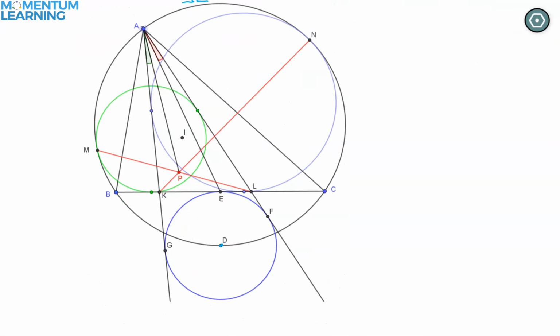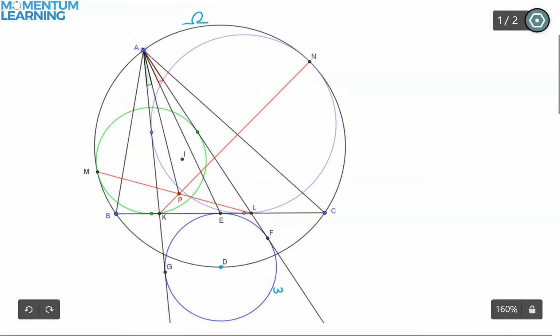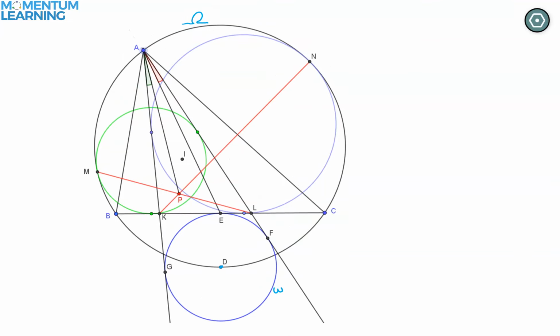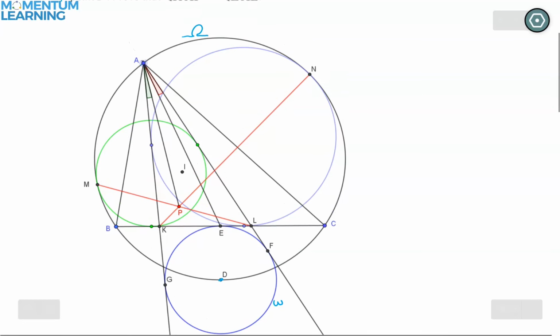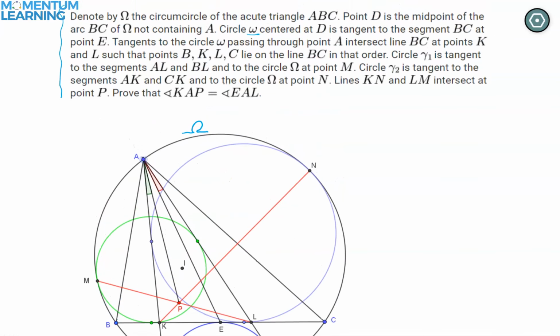Circle lowercase omega, centered at D, is tangent to the segment BC at the point E. So basically we have that dark blue circle, which is lowercase omega here. You guys see that? Capital omega is the circumcircle of triangle ABC, versus lowercase omega is the circle centered at the point D, which is tangent to BC at E. And yeah, this is such a circle here.